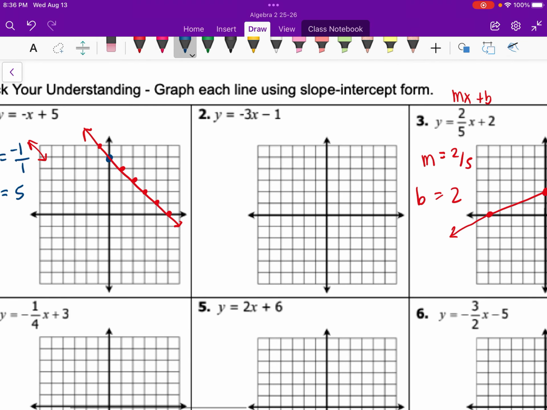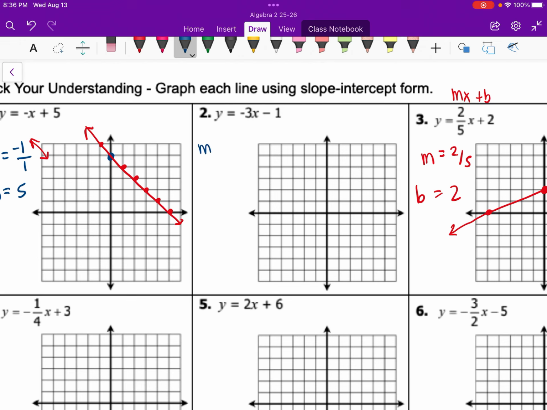So number 2, remember you need to identify the slope and the y-intercept, which we label as m and b. This is in the form of y equals mx plus b. So our slope is -3. That's always the coefficient on the x term. Since it's rise over run, some of you all will want to see it as a fraction. If it's an integer, just divide it by 1. The y-intercept is -1.